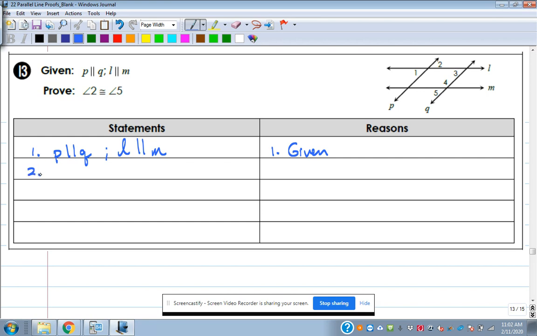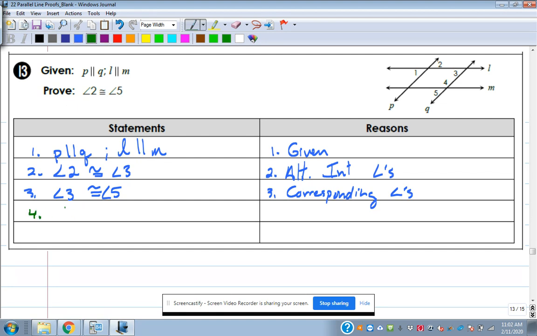Okay, so angle 2 is congruent to angle 3 by what? Alternate interiors. Three is congruent to 5. Corresponding. And then we could do 2 is congruent to 5 through transitive. Good job.